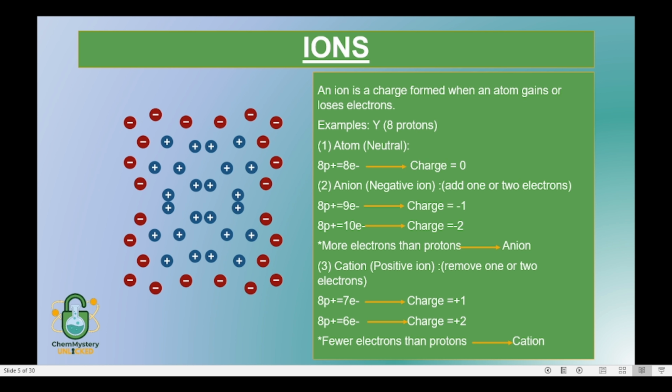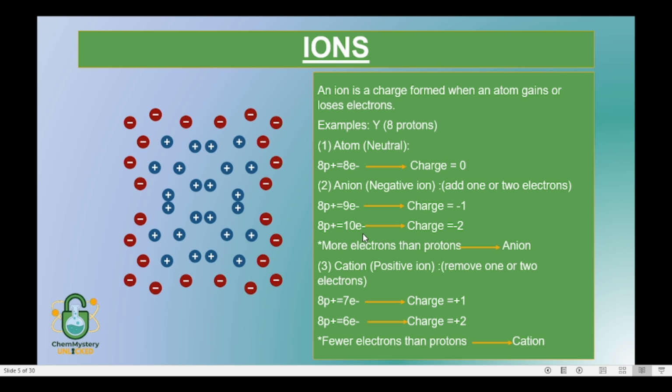Now let's move on to anions, the negative ion. Add 1 or 2 electrons. As we add 1 or 2 electrons, there are more electrons on the right hand side than the protons on the left hand side. So therefore the charge increases. As you can see in the first one, there are 9 electrons and 8 protons. So there is one more electron. So therefore the charge equals minus 1.